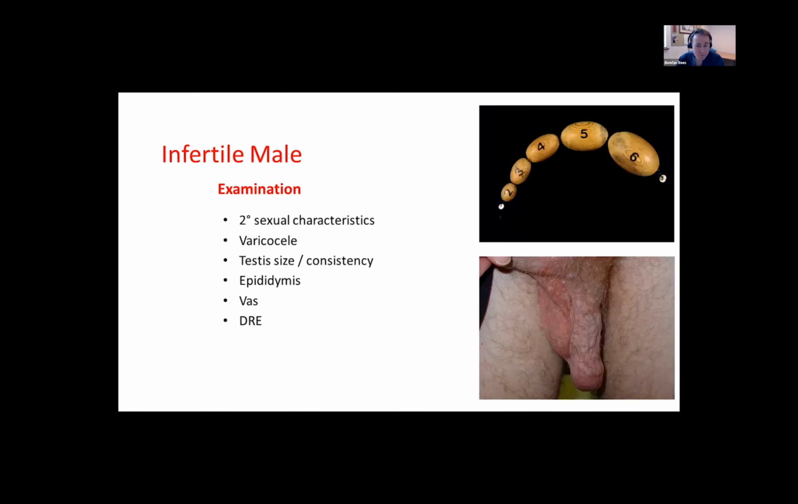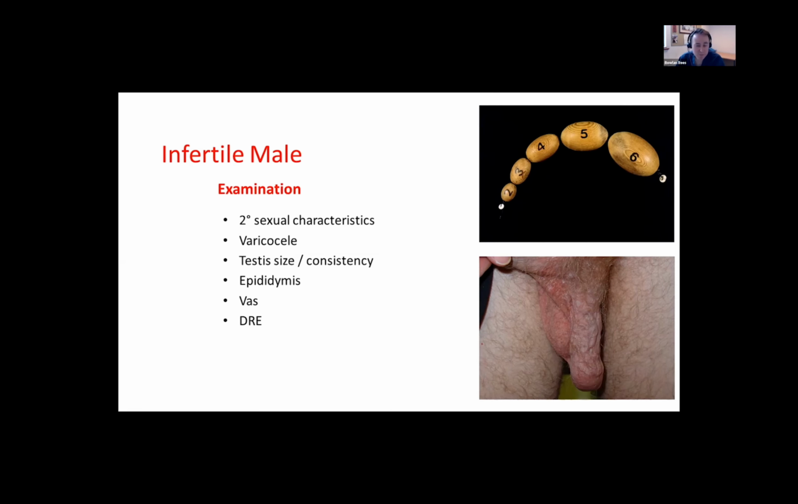Then we go on and examine them. This is critical, again, and it still amazes me how many men eventually come to the male fertility clinic, having been trying for years, maybe having had a few rounds of IVF, and actually nobody has examined them at all during that period. It's very important to look for secondary sexual characteristics, any signs of endocrine disease. Critical, obviously, to look for the presence of a varicocele, and we'll go on and discuss the impact of varicoceles later on. We need to look at testicular volume, testicular size and consistency.